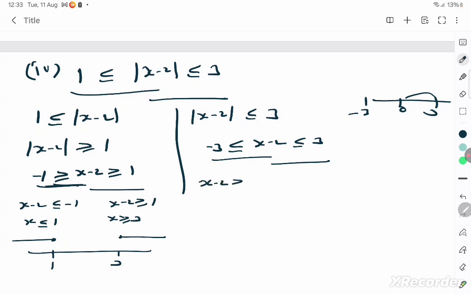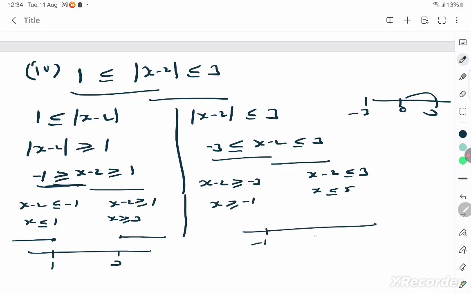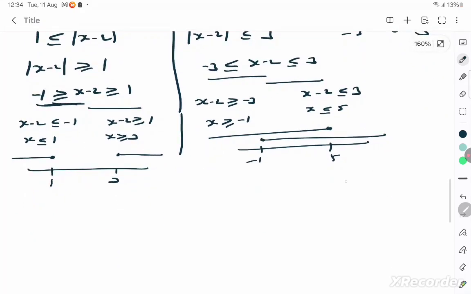Okay, so then take this inequality and this inequality. So x minus 2 is greater than or equal to minus 3, so x is greater than or equal to minus 3 plus 2, which is minus 1. x minus 2 is lesser than or equal to 3, so x is lesser than or equal to 5. So putting this on the number line, there's a minus 1 and a 5. x is lesser than or equal to 5, x is greater than or equal to minus 1. So I have an intersection part in this.